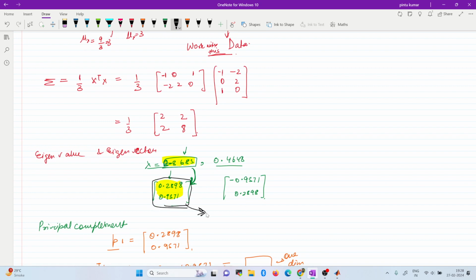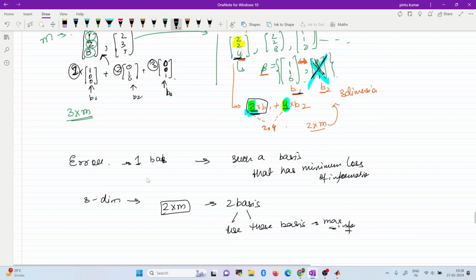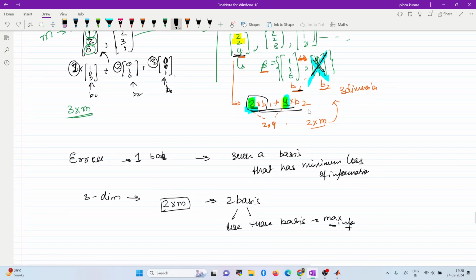Okay, so now this particular thing, 0.2898, 0.9571, this will act as my basis. Now I have 2 dimensional data that I want to store just using one component. Again, I want to mention that when you recreate your vector, so you have saved 2 and 4, but when you recreate your vector, you will get a 3 dimensional vector only. Only the number of terms that you want to save has reduced.